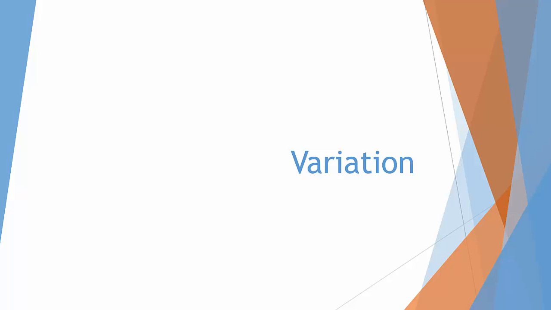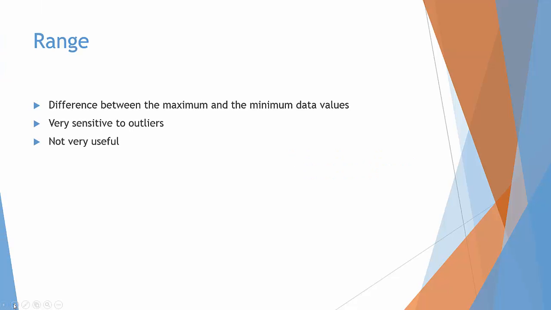The second descriptive statistic that we are going to look at is the concept of variation. With variation, we're looking at how much the data varies. And so we have three different measures that we use to describe that. The first measure is the easiest, and it is the range. The range is just the difference between the maximum and the minimum data values.